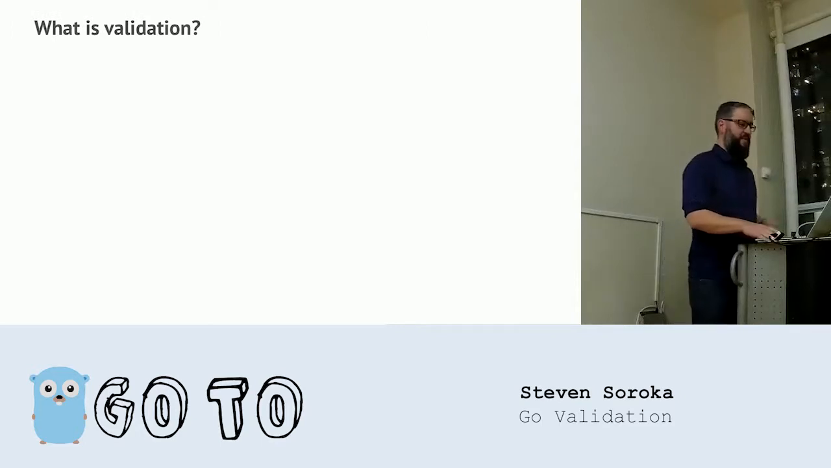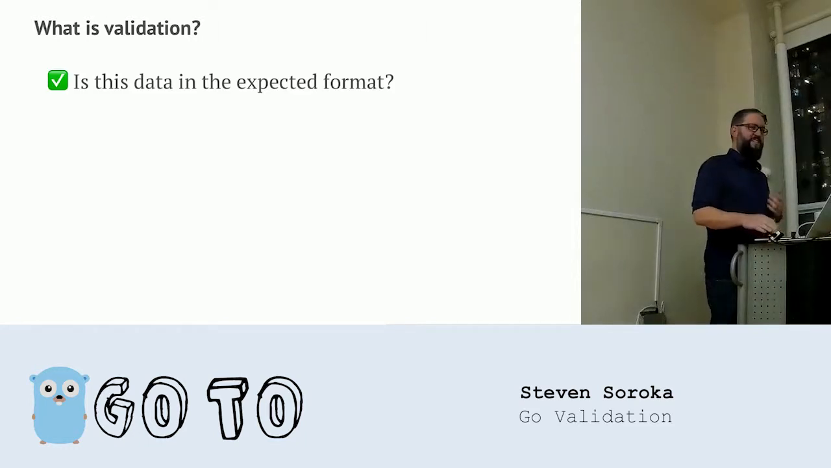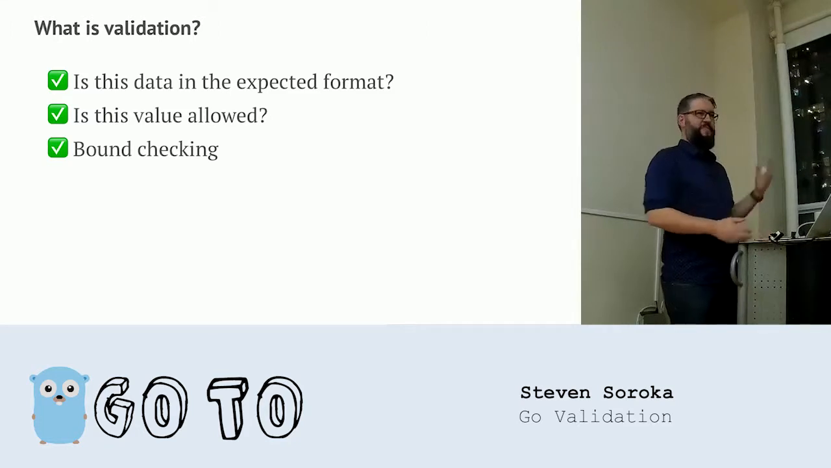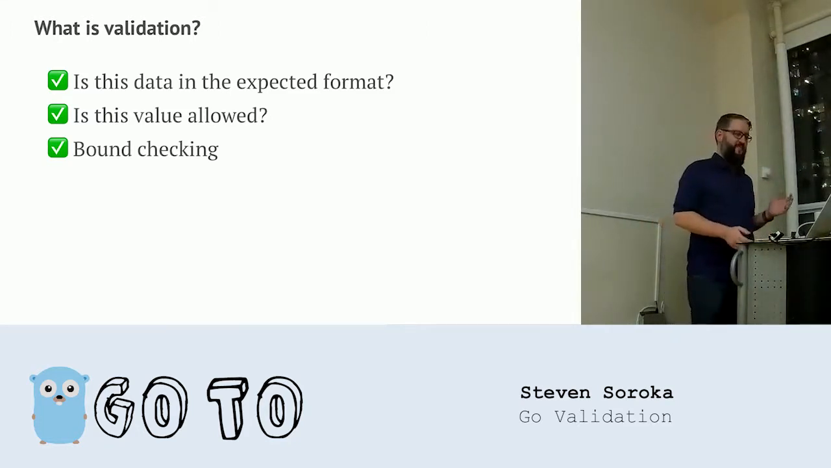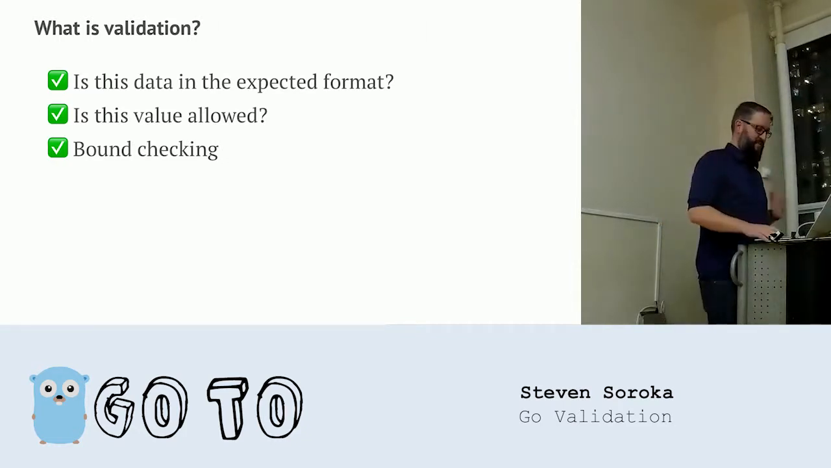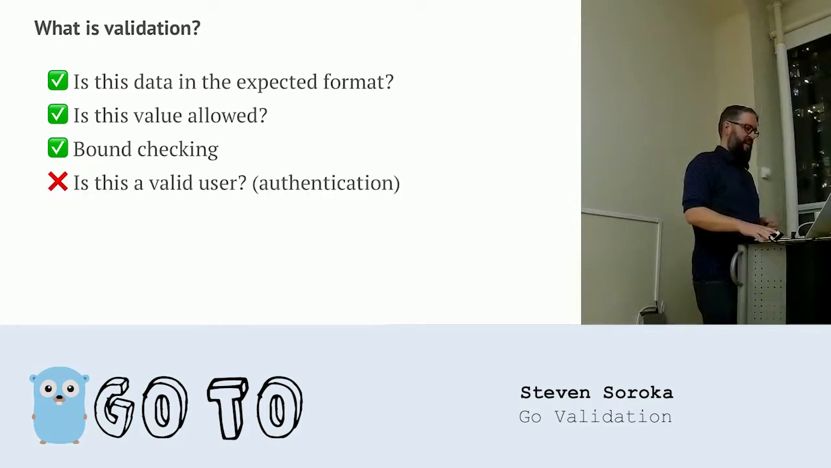Okay, so what is validation? What's our definition of validation? The data is in the expected format. This value is allowed. This includes bound checking: I'm not expecting negative integers. I'm not expecting integers over 1 billion. I'm not expecting strings of 6 gigabytes, whatever.